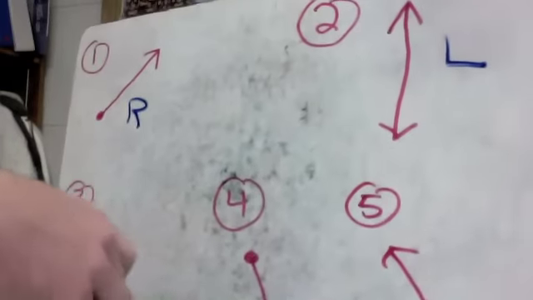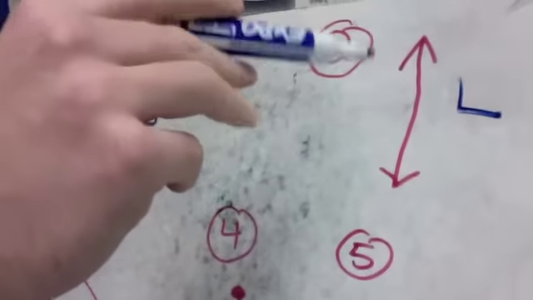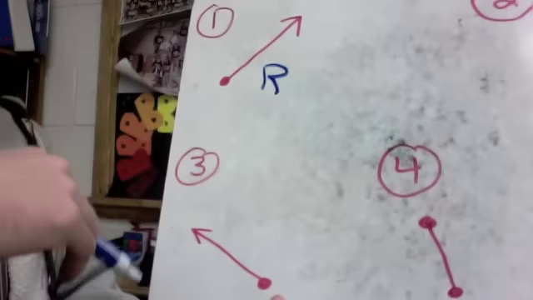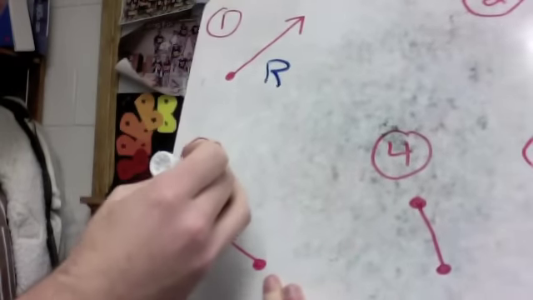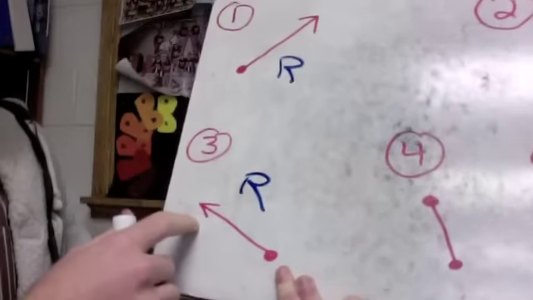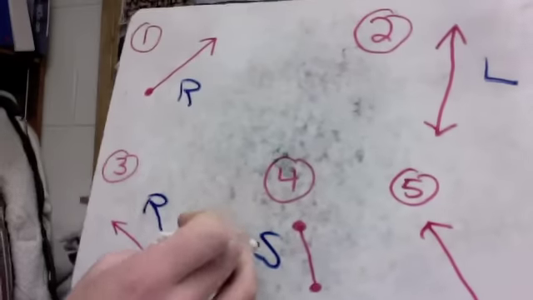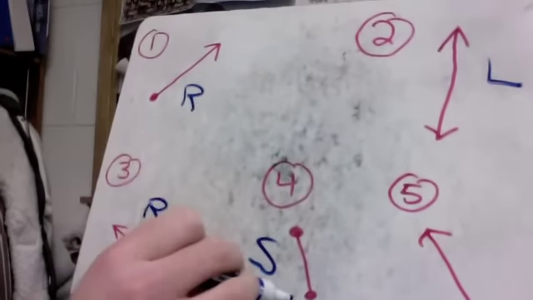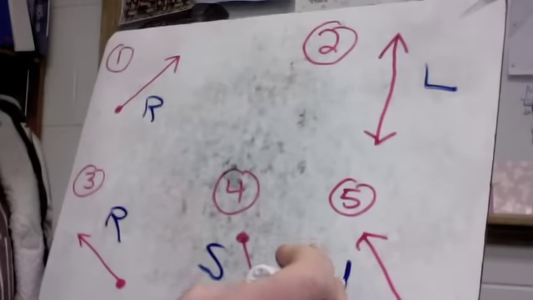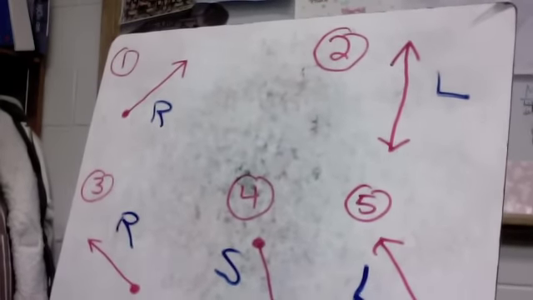Number 2 is a line. It just keeps going on in both directions. Number 3 is just like number 1. It's another ray. Goes on in this direction but stops here. Number 4 is your segment. Stops at both ends. And number 5 is going to be another line. It continues on in both directions.